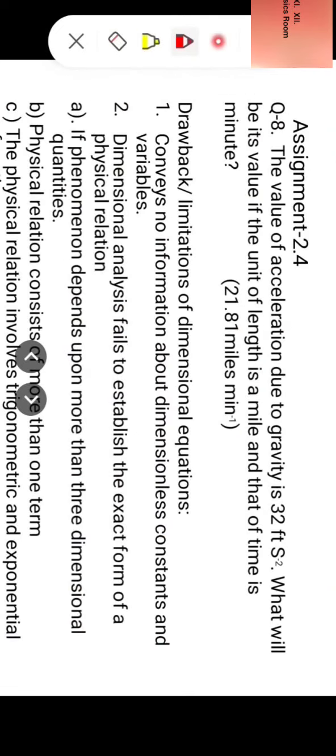Now assignment 2.4 continued. Question number 8. The value of acceleration due to gravity is 32 feet per second square. What will be its value if the unit of length is a mile and that of time is a minute? Your answer will be 21.81 miles per minute.